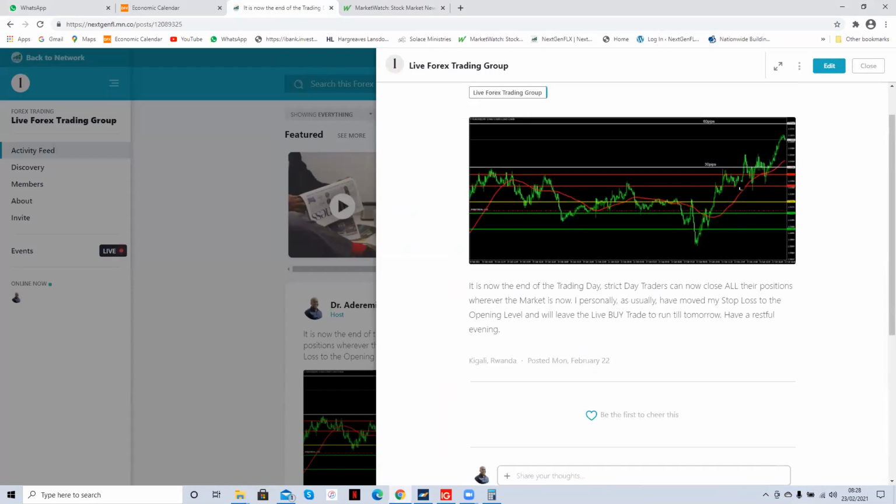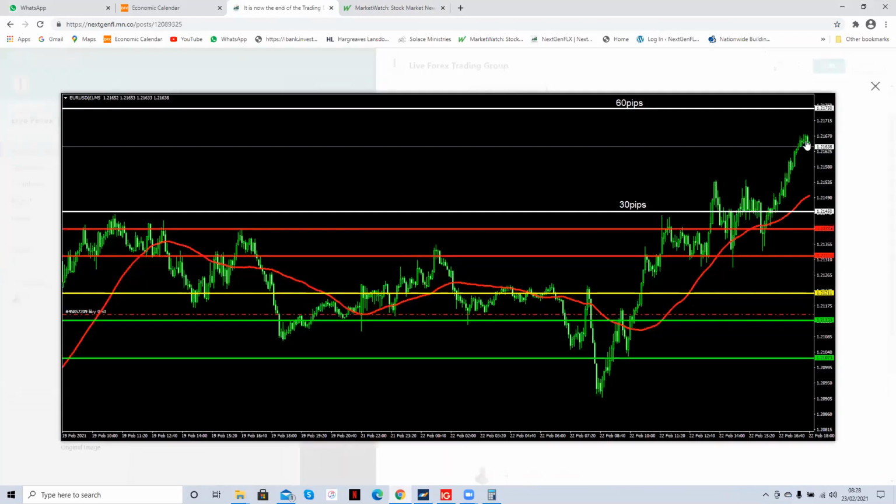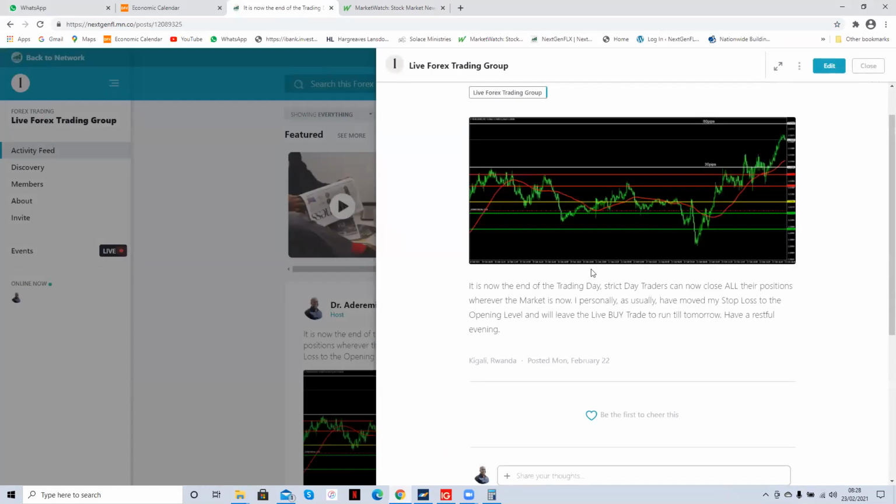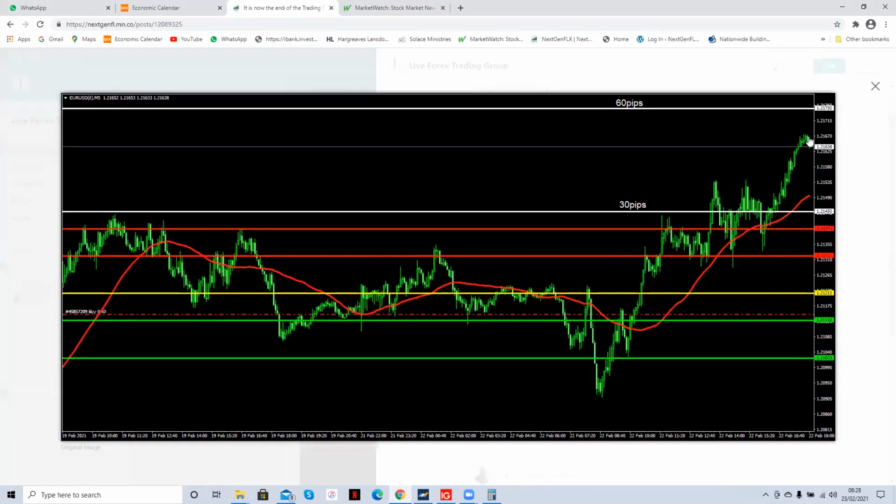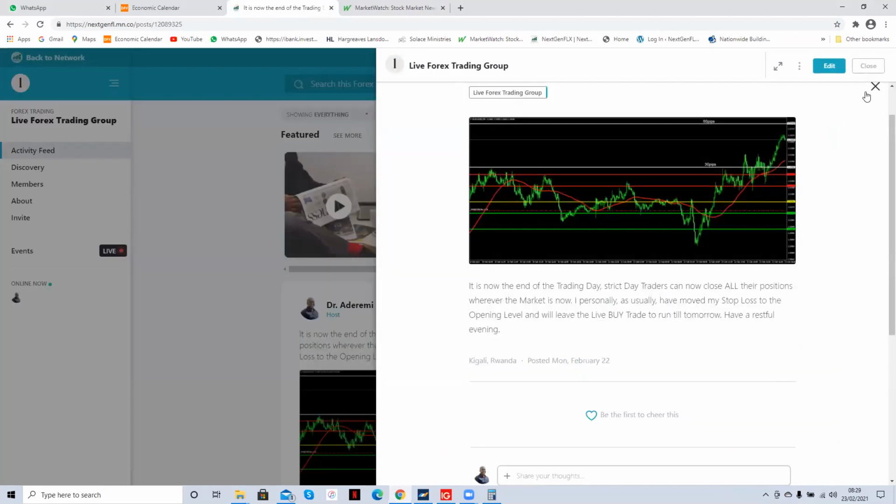Last night, the market hadn't reached 60 pips. It was just there. It hadn't reached 60 pips last night. But some traders would just close out at that point, and that's what they will do on a regular basis. At the end of the day, wherever the market is, they will close it. So that's a decision you have to make.